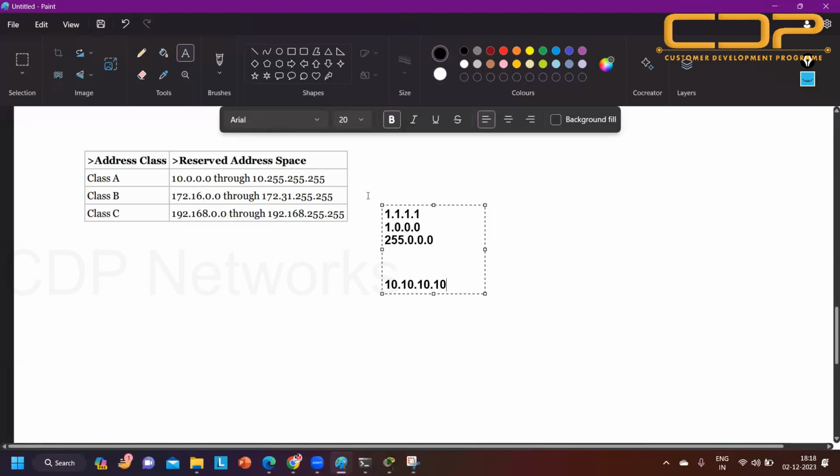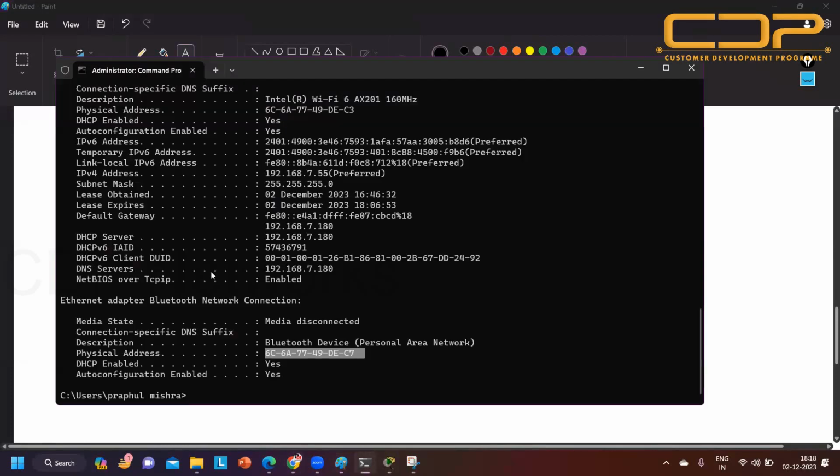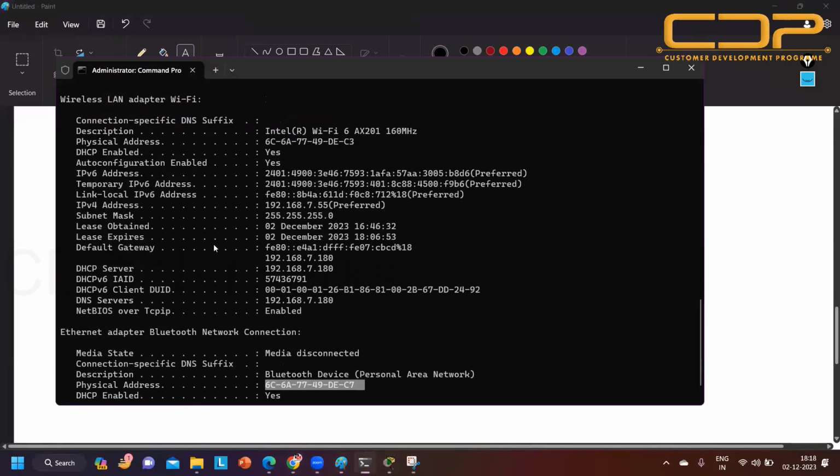Right. So now if I show you the IP address of my laptop on the wireless adapter, you can see my private IP address is this one. DNS server, gateway. My gateway IP address is this one, correct? And see, this IP address belongs to class C. But we need to identify whether this is private or public.